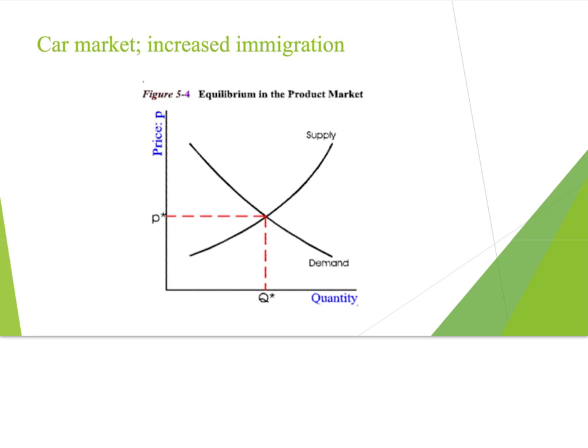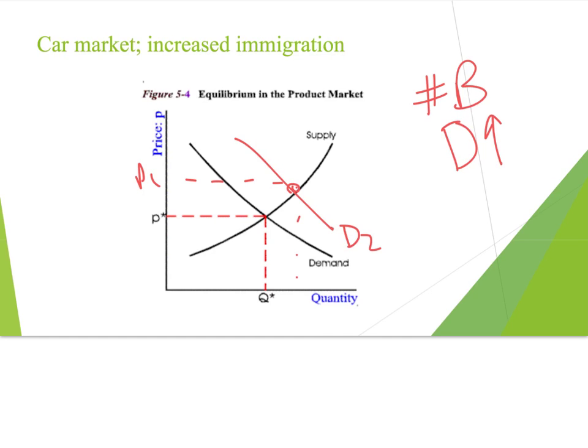Here we are in the car market. If there's an increase in immigration, well, that's the number of buyers, which is on the demand side. More immigration means more buyers, means more demand. So demand is going to shift to the right, causing both price and quantity to increase as they move farther away from the origin. So price and quantity increase.